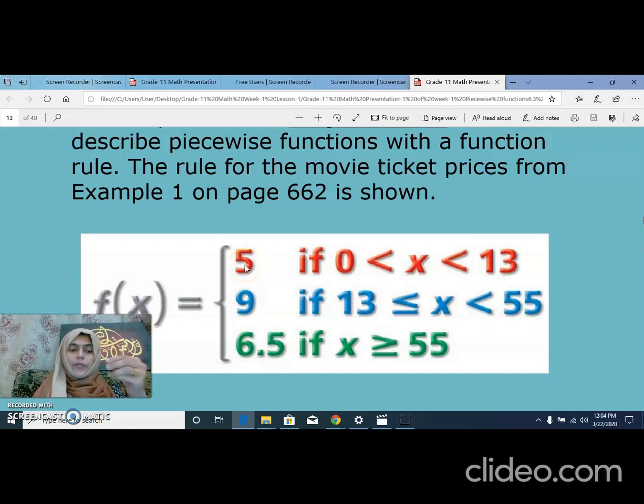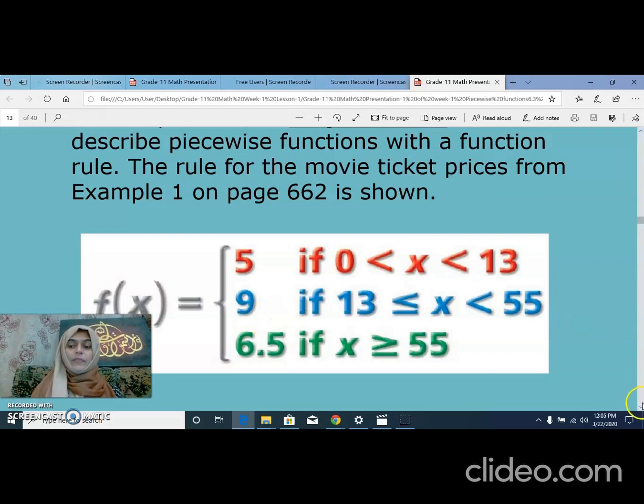Like you have different rules. So this is a combined function. This is called a piecewise function. And as these numbers are constant, like there is no x value, it's not like 5x or something, this is called a step function. And the graph, as I showed you, better explains why this is called a stepwise function.